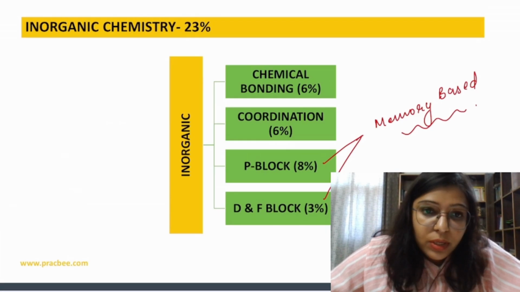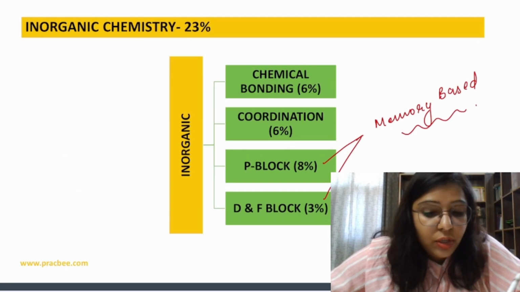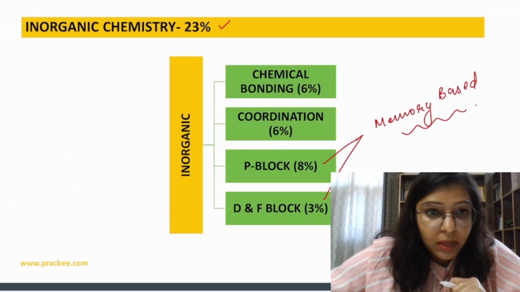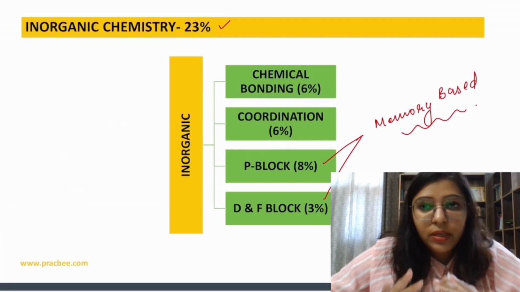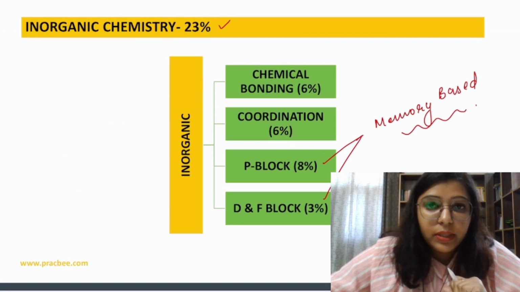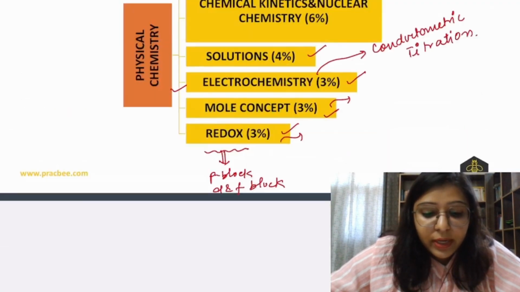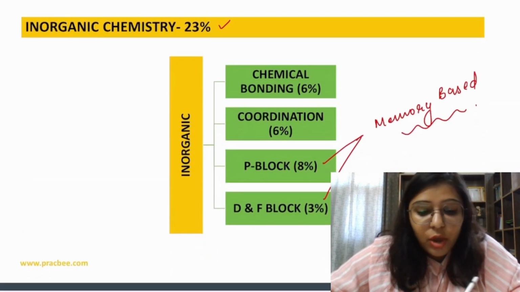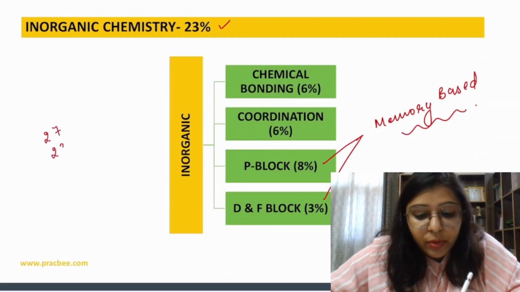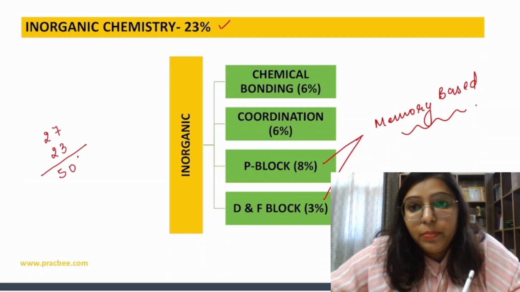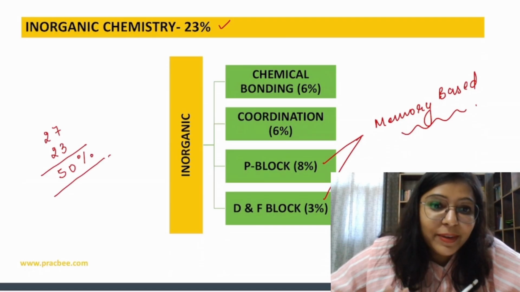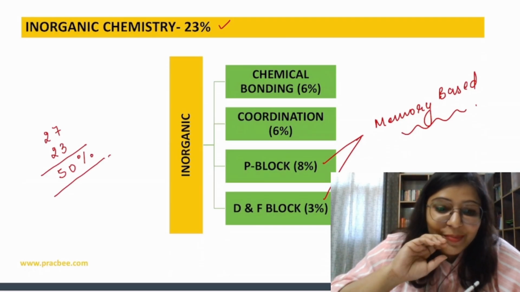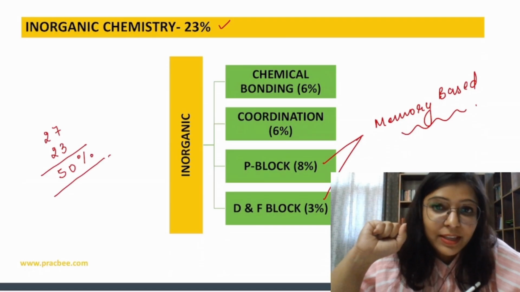So if you cover only these 4 chapters of inorganic chemistry, you can get 23% of the marks, right? Obviously, these are tentative percentages, but you can cover about 23 percent. So it means 27 plus 23, how much? 27 and 23, so you have covered 50% of the syllabus. Matlab, you can basically solve 50% of the questions, right?